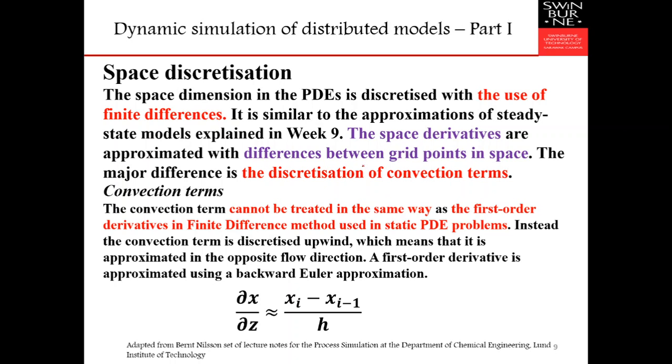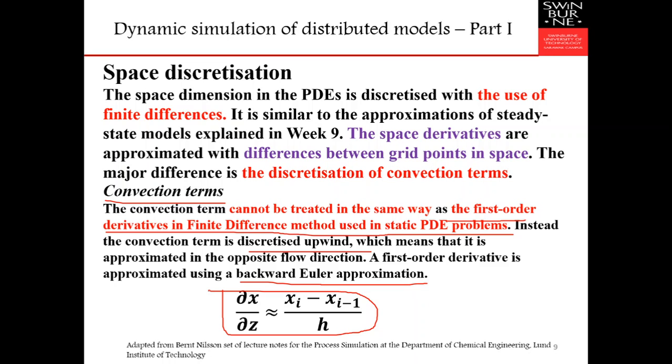Space discretizations that we need to discuss here are convection terms. The convection term here is quite special because it cannot be treated in the same way as the first order derivative in the finite difference method used in static PDE problems. Here, the convection term should be discretized upwind, so that it is approximated in the direction opposite to the flow direction. Meaning that if the direction is from the left to the right, then this convection term has to have the direction from the right to the left. So instead of using the forward approximation, we have to use the backward approximation.